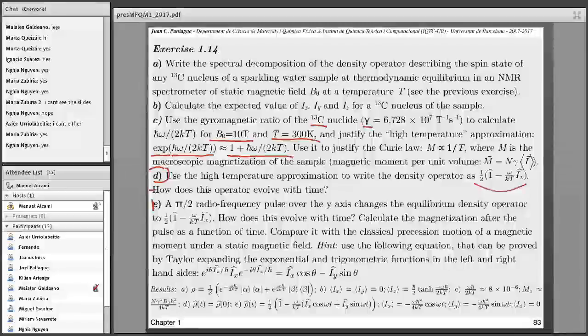Now we have a radio frequency pulse. By applying the time-dependent Schrödinger equation, we can see how the density operator evolves when we apply a 90 degrees pulse over the y-axis. Well, this is somewhat more involved, so I give you the result. When we apply the time-dependent Schrödinger equation, we obtain that this pulse changes the density operator to this one. It's very similar, except that instead of Iz, here we have Ix.